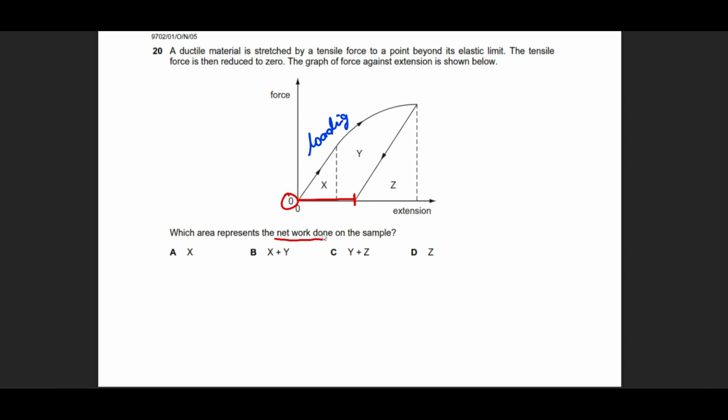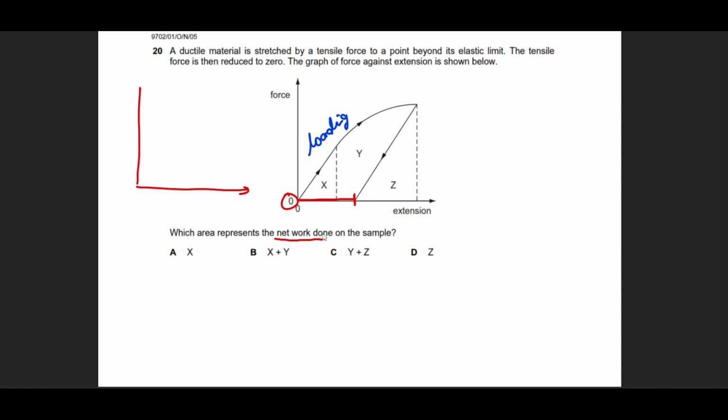Net work done will mean how much energy was not received back. It has been wasted. It has been converted into something else. You couldn't get it back when the spring was being stretched or was being compressed backwards. So what has happened in this situation? You applied or you gave the energy.